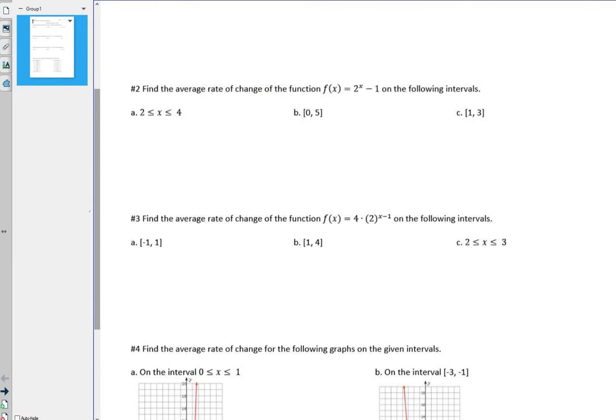Yes. Again, I don't know where you're going to fit this stuff, but let's do B. Those numbers that they're giving you are an interval. On an interval, they're giving you the x's. So I want to find the average rate of change between 0 and 5. I just need to know what those y's are. Leslie, if I plug in a 0, it's 2 to the 0 minus 1. If I plug in a 5, it's 2 to the 5th minus 1.